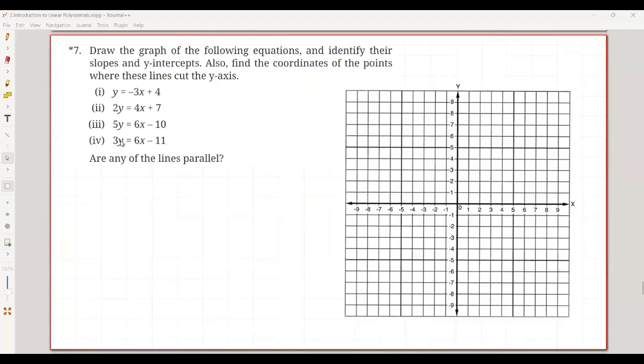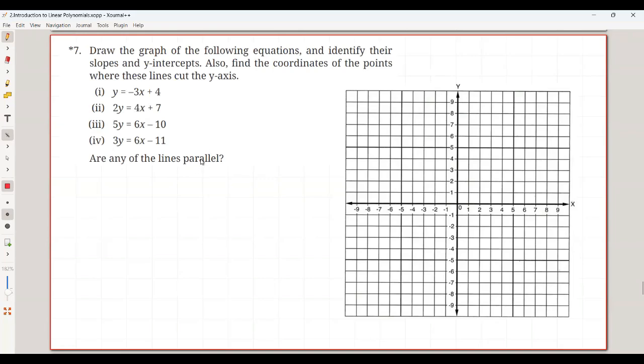Okay, question number 7. First one, draw the graph of the following equations and identify their slopes and y-intercepts. And also find the coordinates of the points where these lines cut the y-axis. Okay, where the line cuts the y-axis, we have to find it out. So we have to draw the graph for the following four equations that are given. And are the lines parallel?